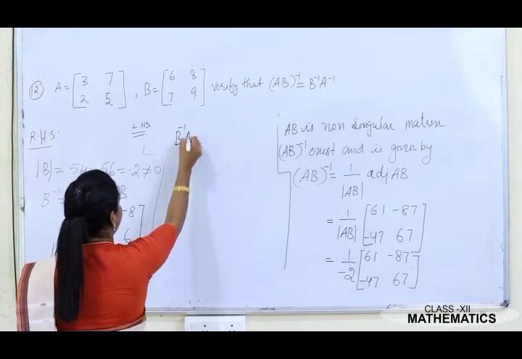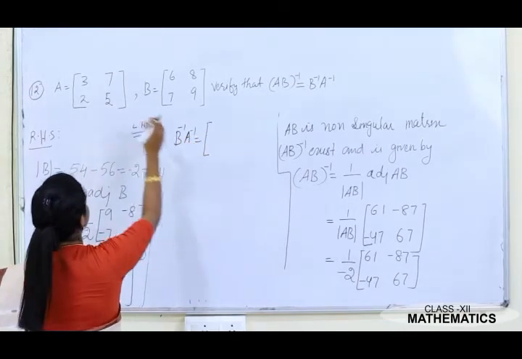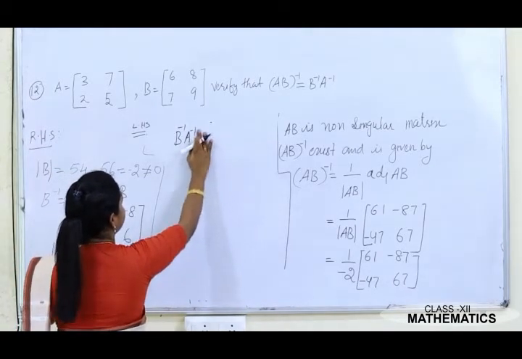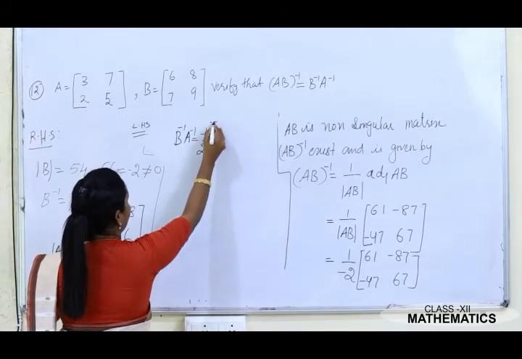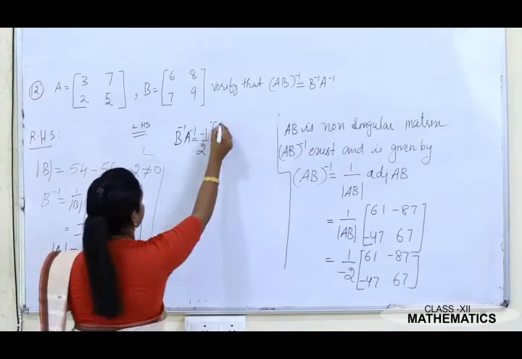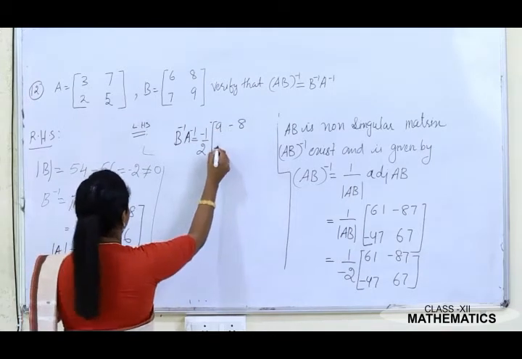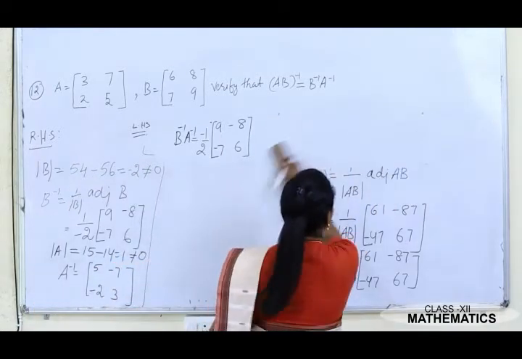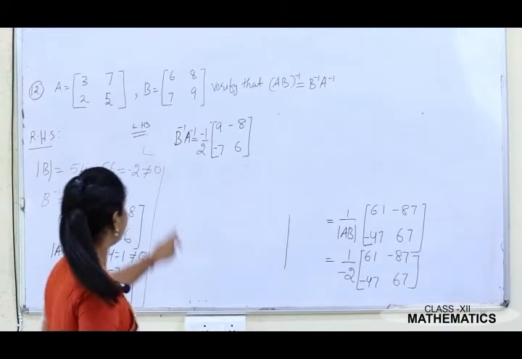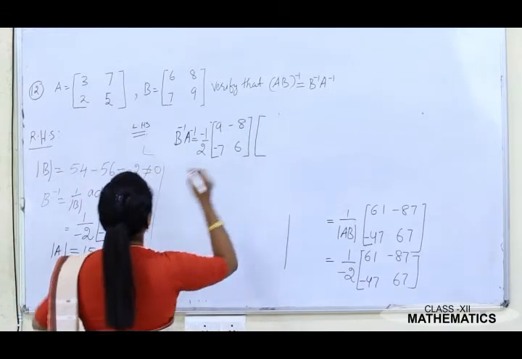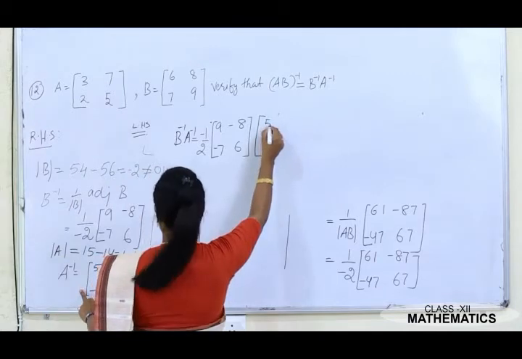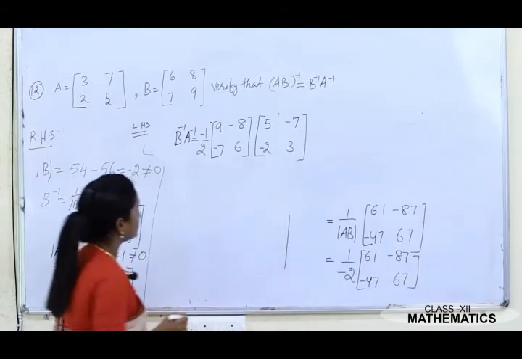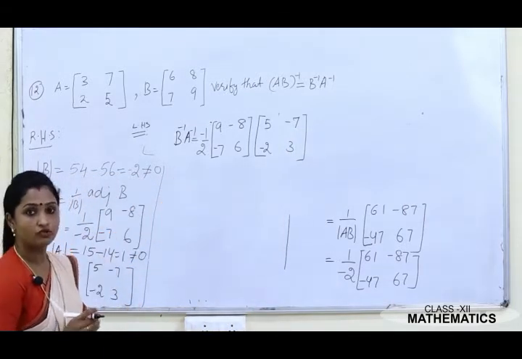Now, B inverse A inverse is equal to, what is B inverse? You got B inverse as minus half, 9, minus 8, minus 7 and 6. ठीक है? ये आपको क्या मिल गया? You got B inverse. What is A inverse? A inverse is your 5, minus 7, minus 2 and 3. Clear, children? B inverse A inverse आपने उसका values को वहाँ पे लिख दिया.